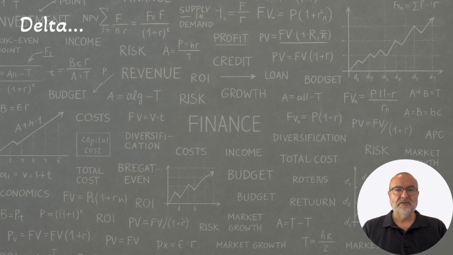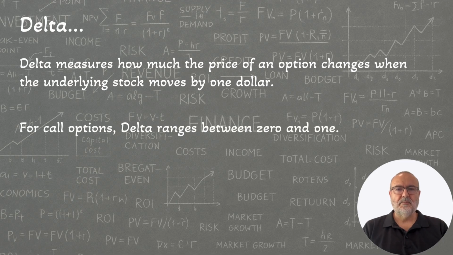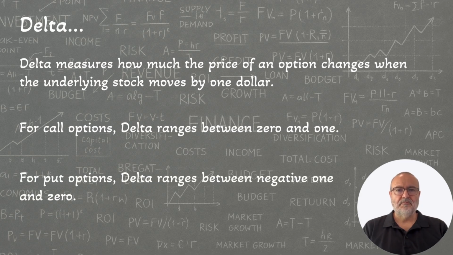Let's begin with delta. Delta measures how much the price of an option changes when the underlying stock moves by $1. For call options, delta ranges between 0 and 1. For put options, delta ranges between -1 and 0.